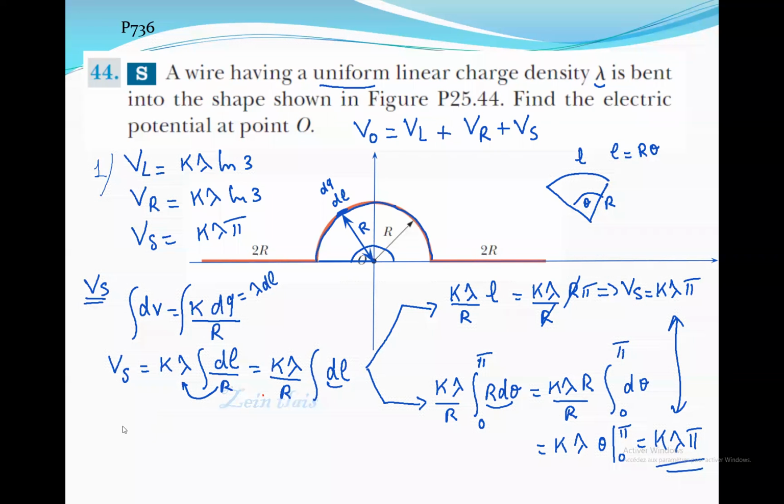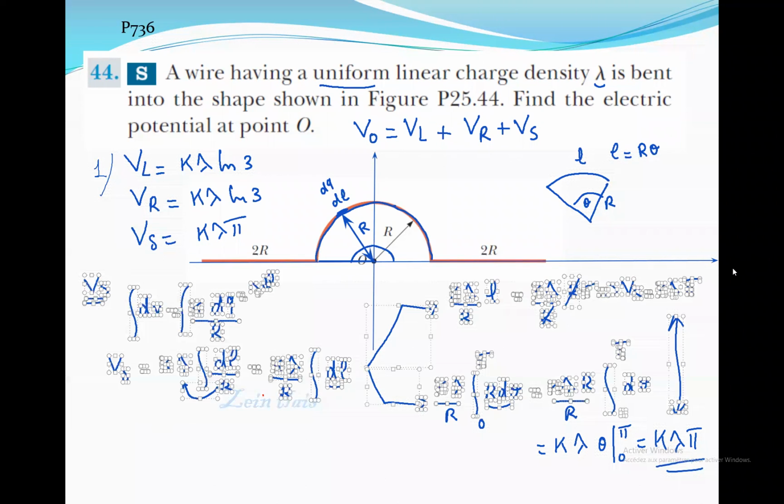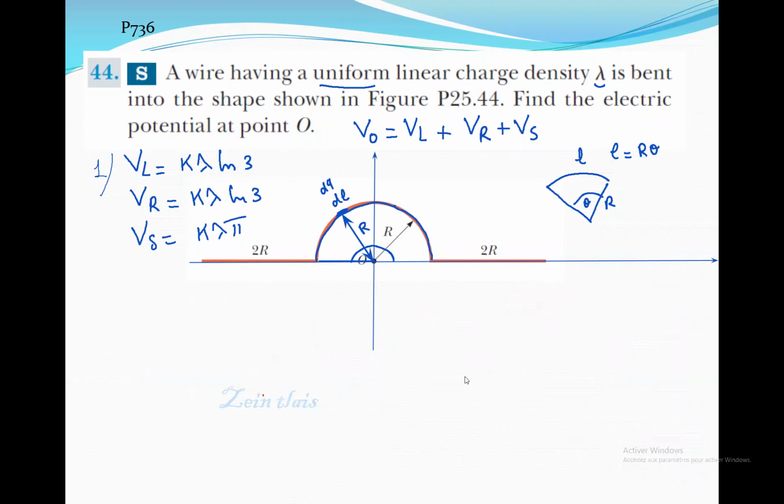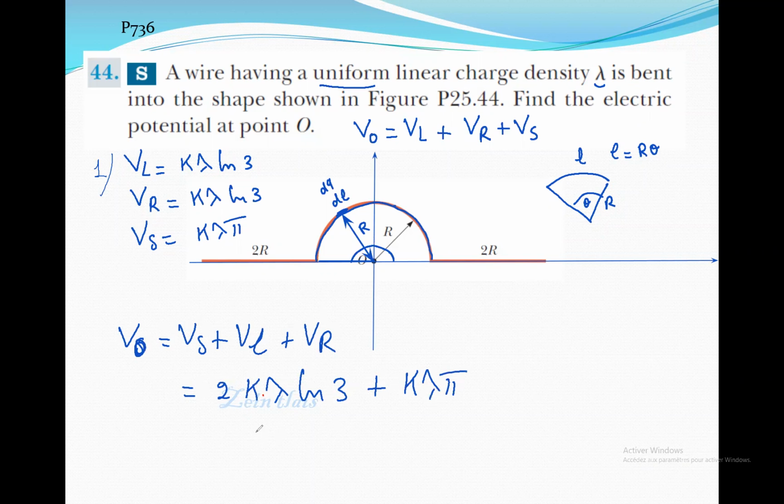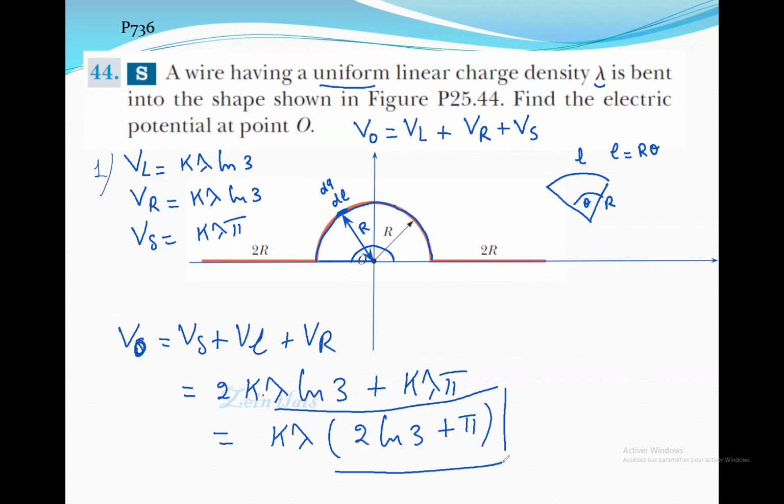We can write at the end the total potential at the point O equals Vs plus V left plus V right equals 2 k lambda ln 3 plus k lambda pi. We can take k lambda times 2 ln 3 plus pi. This is the answer.